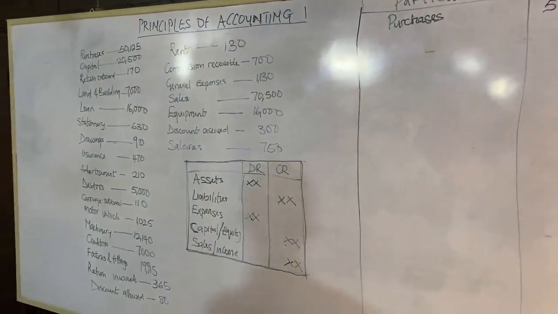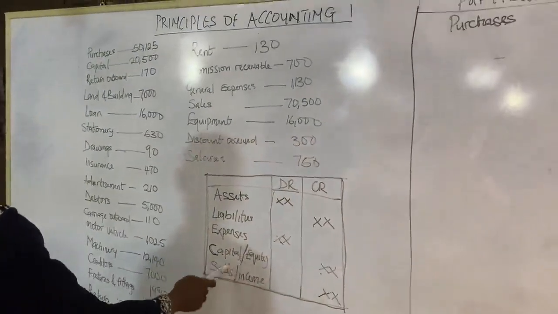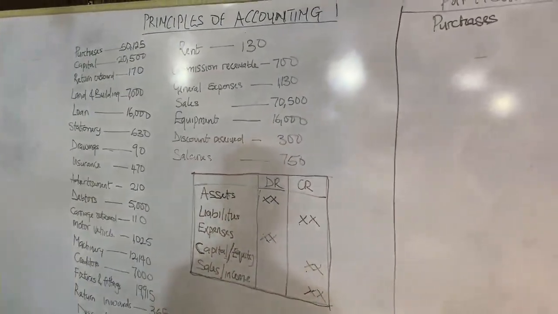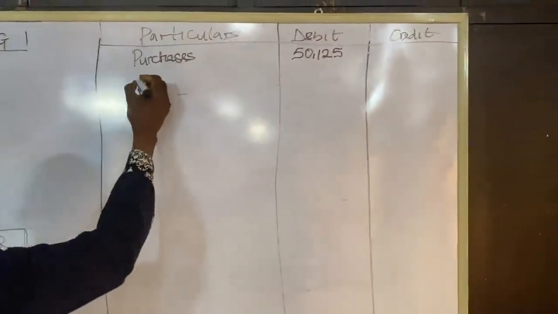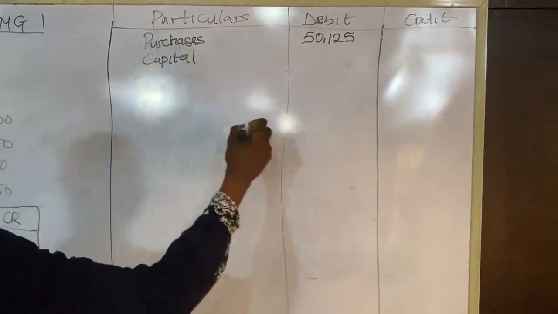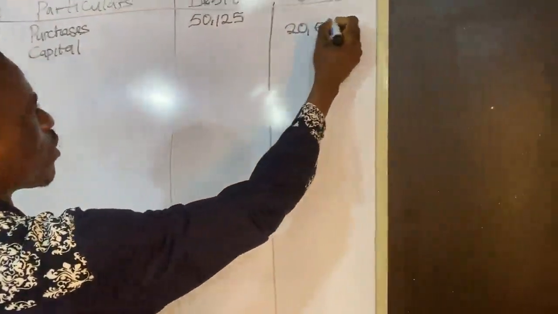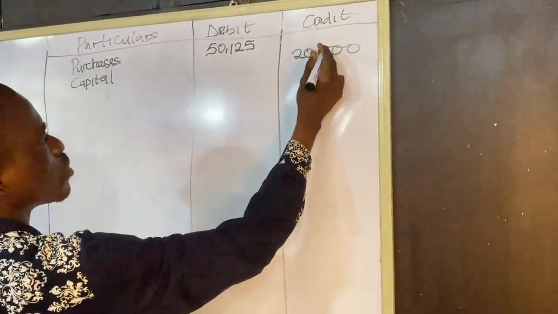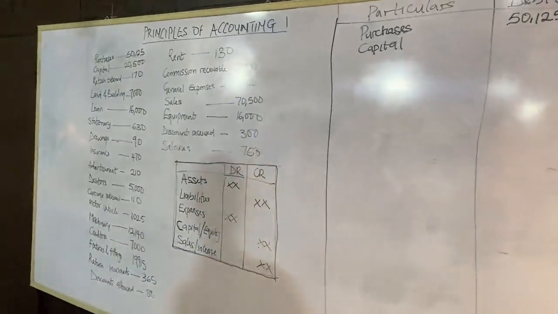Capital. As you can see from the format, anything capital or equity will be at the credit side. So our next transaction, capital, 20,500. Then return outward.